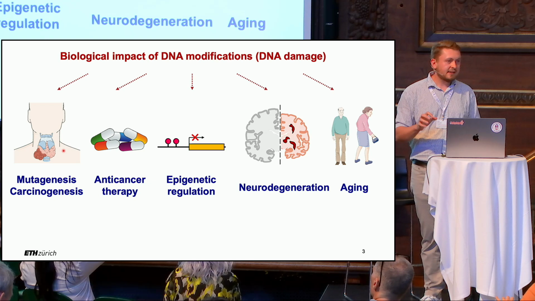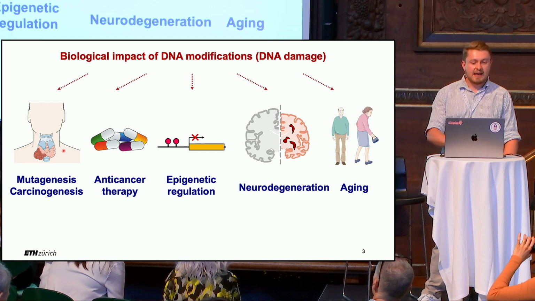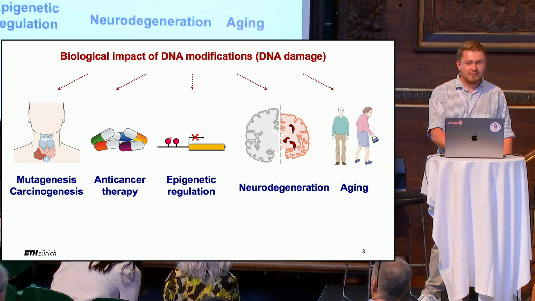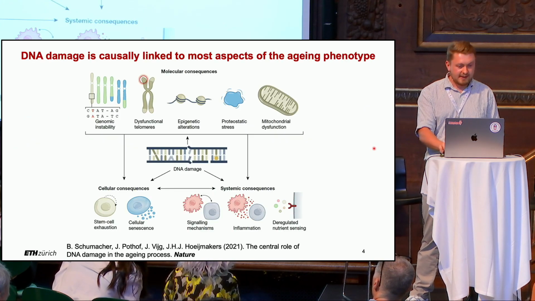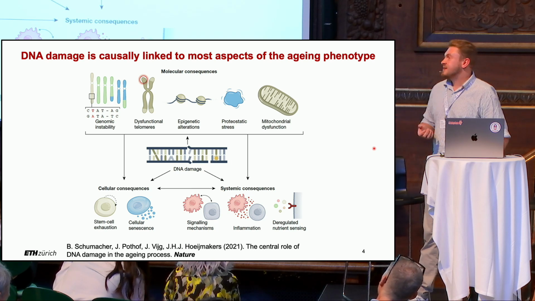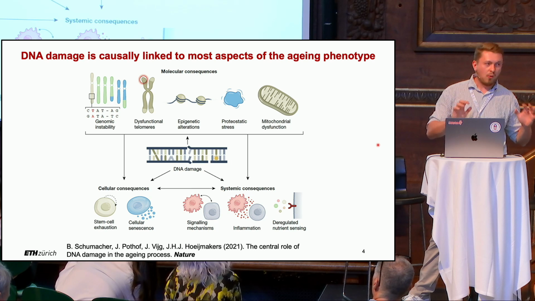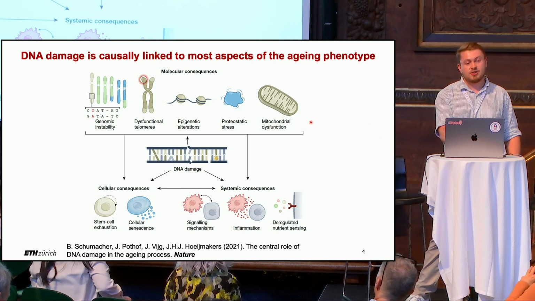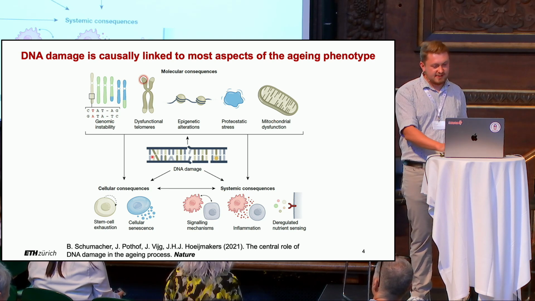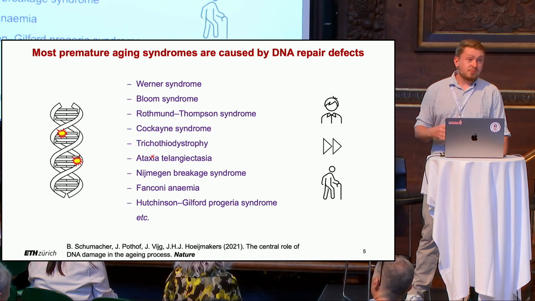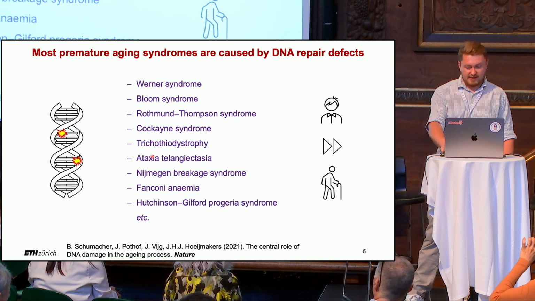It is becoming clear as well that DNA modifications beyond cytosine methylation and its derivatives epigenetically control gene expression. DNA damage is also involved in neurodegeneration and aging. In fact, DNA modifications and DNA damage signaling is causally linked to probably all phenotypic manifestations of aging, including dysfunctional telomeres, dysfunctional mitochondria, senescence, and inflammation. And many premature aging syndromes are caused by defects in DNA repair.